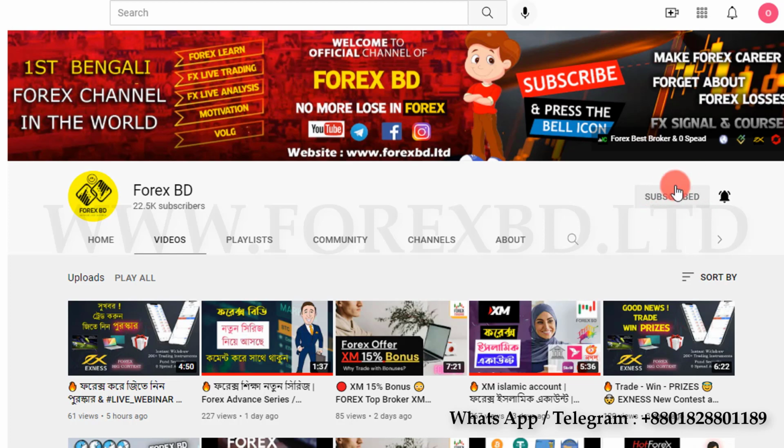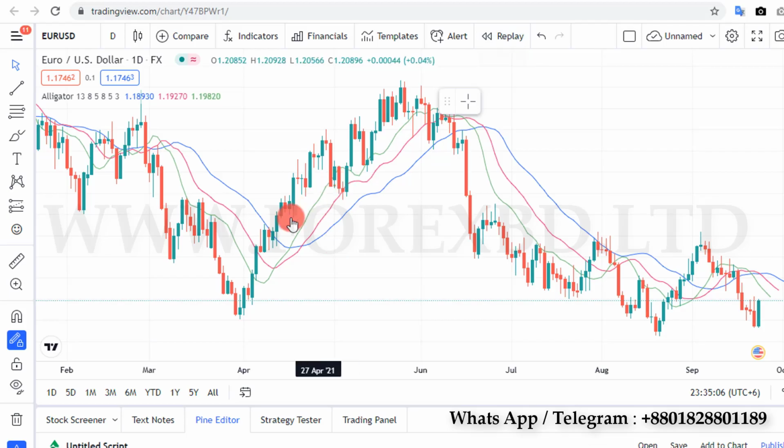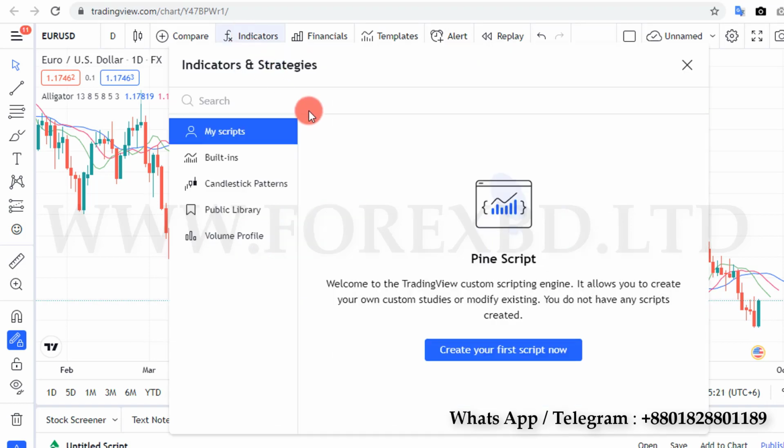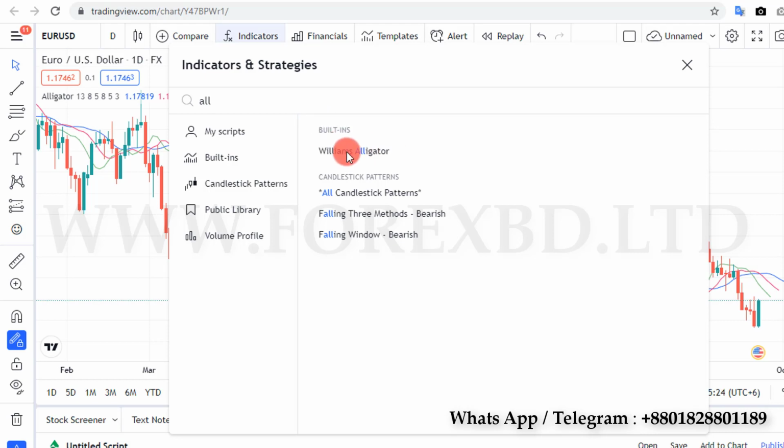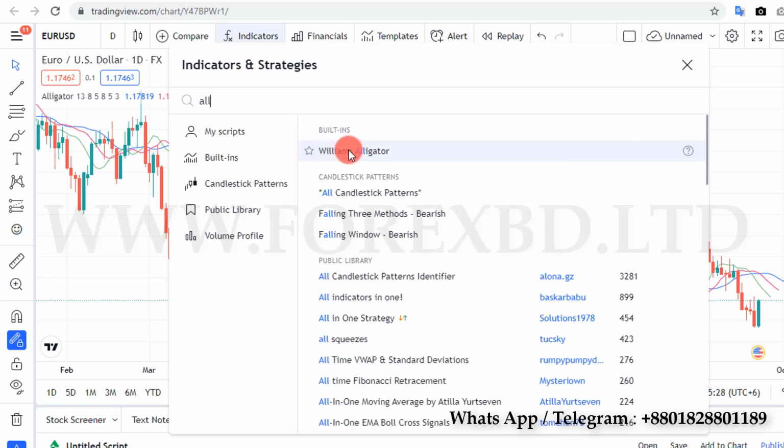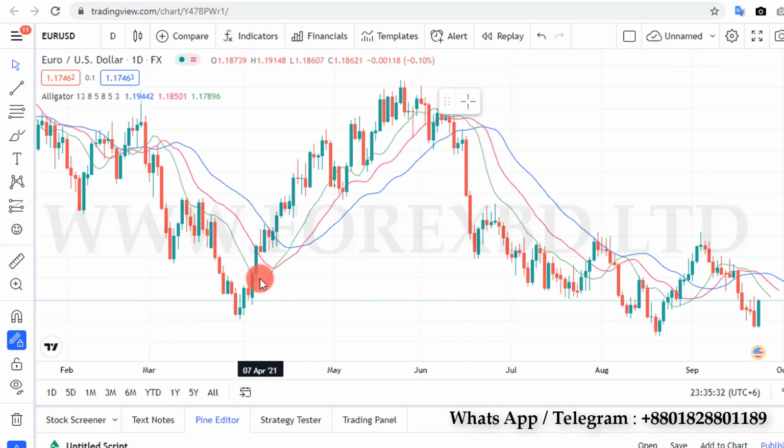So let's talk about the alligator strategy. Alligator strategy is number 4 in the top 5 strategies. To follow this strategy, we need to set it up in our chart. This indicator is very much like a moving average, and it has 3 lines. First, click on the indicator option and search by typing the name of this indicator, alligator. When you search, this indicator will come up in front of you. Once you click there, it will be set up on your screen, as you can see. And I have set up this indicator.